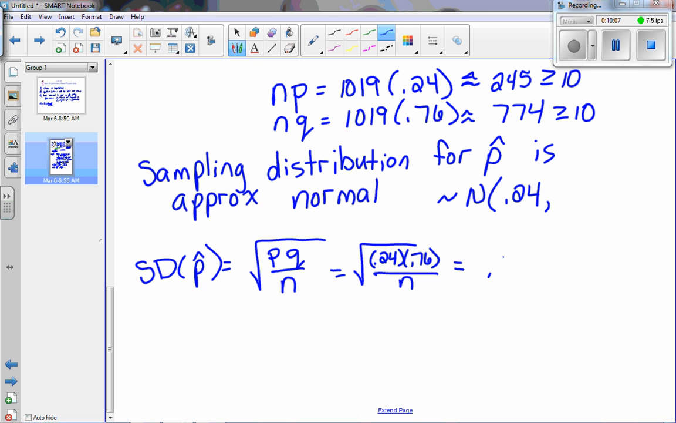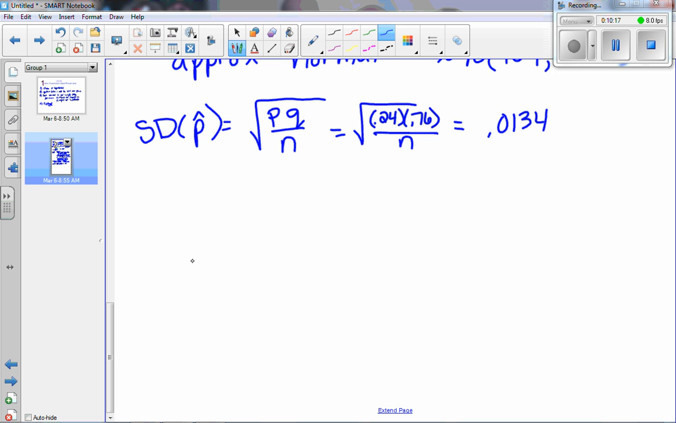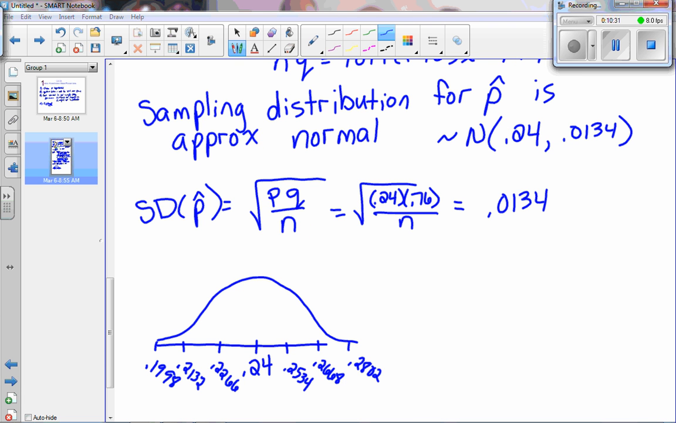So I get 0.0134 if I round to 4 decimal places. So that's my standard deviation I'm going to use. From there, I'm going to go ahead and draw my normal model. So we have 0.24. I'm going to pause this and go ahead and do these calculations on the side here.